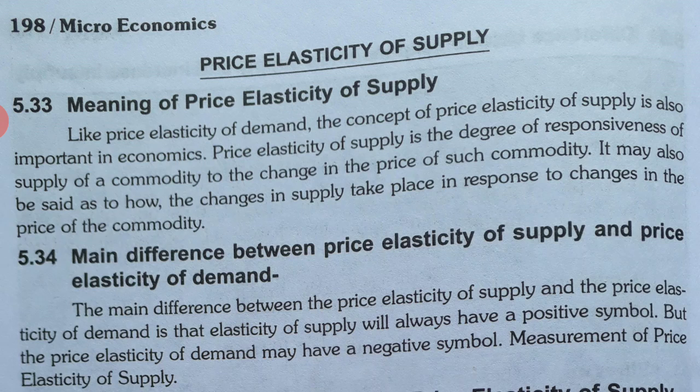So you understand the difference between price elasticity of supply and price elasticity of demand. The basic and main difference between these two is elasticity of supply always has a positive sign, but for demand, price elasticity may have a negative. It means price elasticity of demand may be positive or negative both, whereas price elasticity of supply is always positive. Okay?